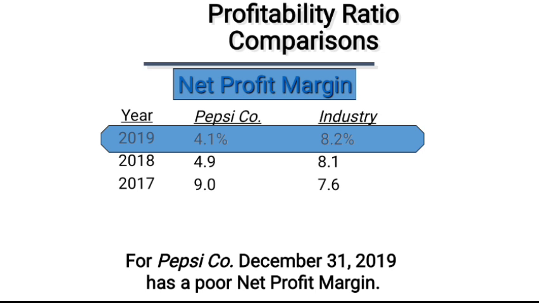So Pepsi for December 31, 2019 has a poor net profit margin, right? Pepsi's performance was low; their net profit margin was low. Pepsi is earning profit, but not as much as compared to the market. There is a 50-50% ratio difference between Pepsi Cola and the other industry comparatives.